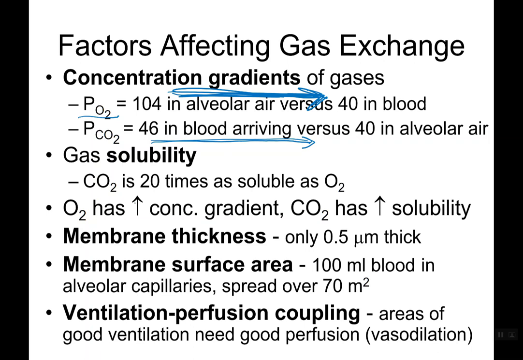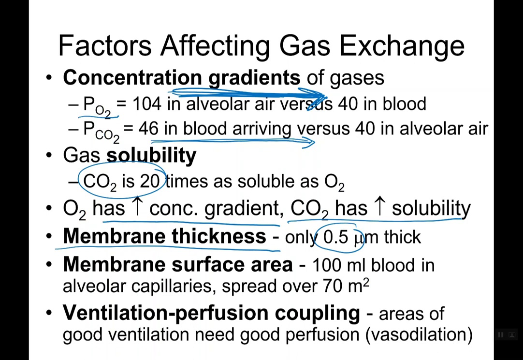Carbon dioxide, however, is 20 times more soluble. So oxygen has a bigger concentration gradient. Carbon dioxide has larger solubility. So remember, the membrane thickness is only about 0.5 microns thick. And the membrane surface area, if you spread it all out, is over 70 meters squared, which is a lot.